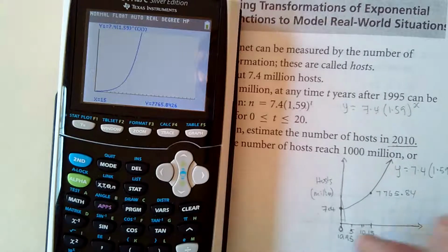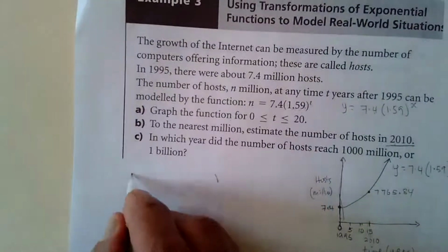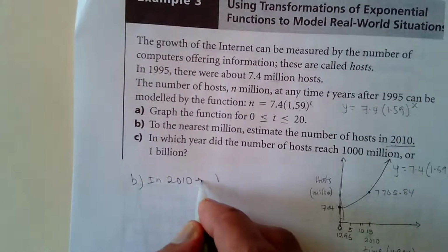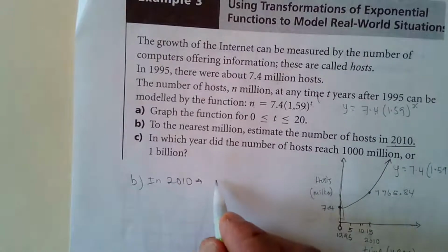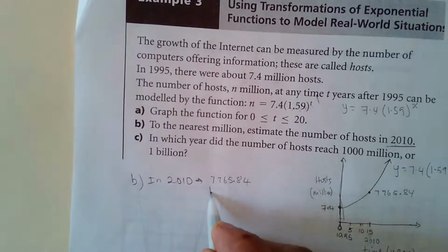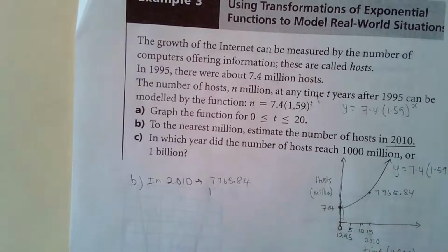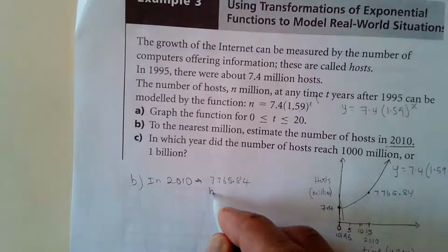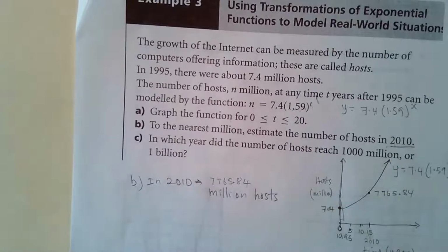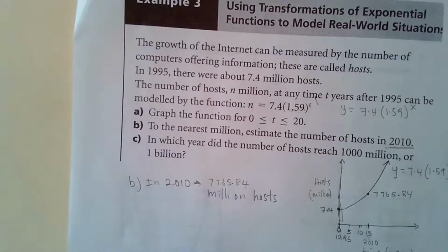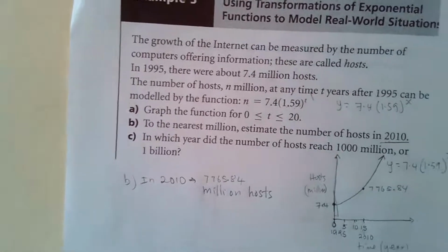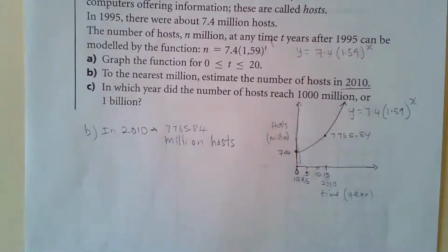7,765.84 million hosts. So for B, it says here, in 2010, there were 7,765.84, and this could be a million hosts. Which is a huge number, I can imagine. And that's not surprising. The internet has grown tremendously.